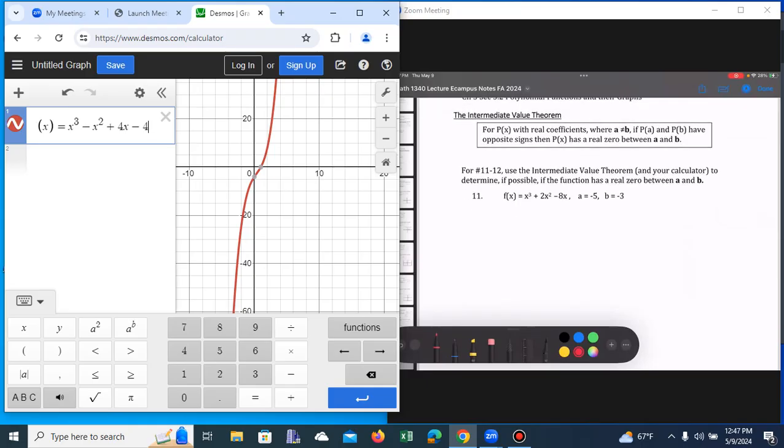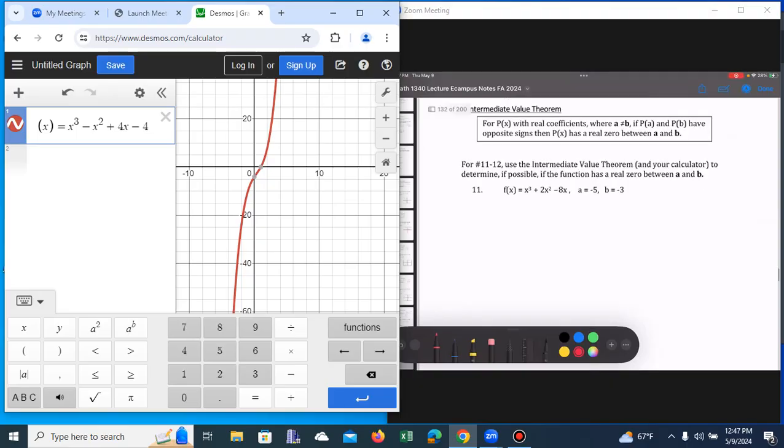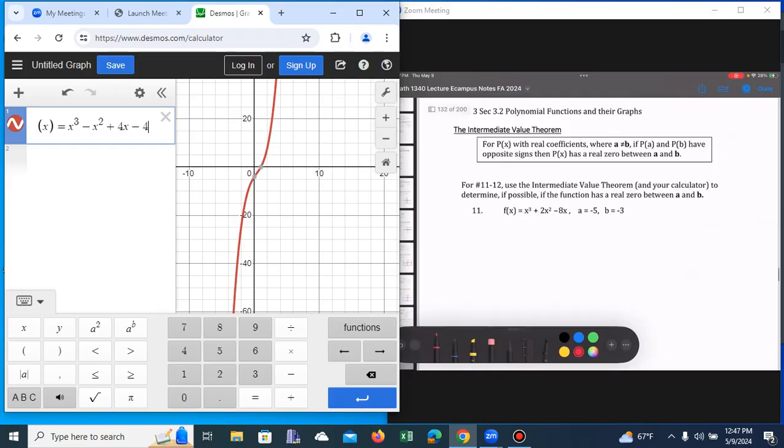But the last thing in this section is going to be the Intermediate Value Theorem. This is straightforward, but you'll see it in every math class, even calculus, applied a little bit differently. Basically, all this is saying is if you have two points and one is on the positive side and one's on the negative side, then for a polynomial that's continuous, the only way for this to happen is somewhere in between them, there is a zero.